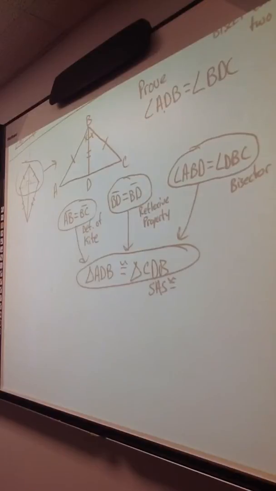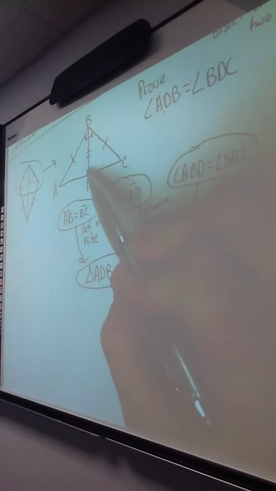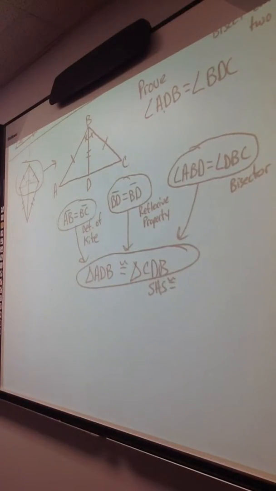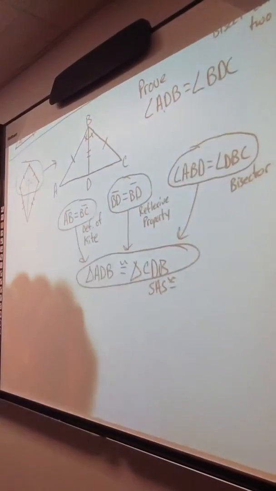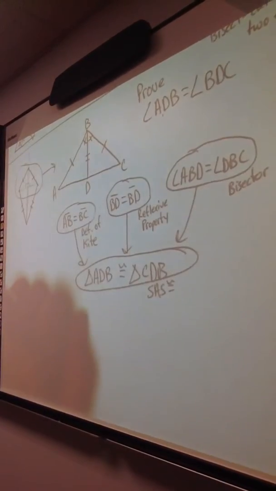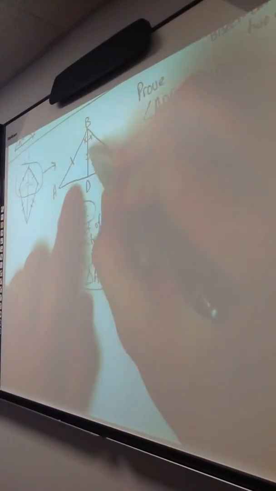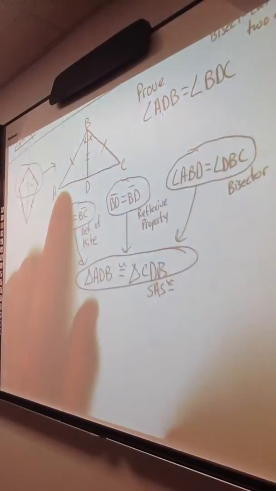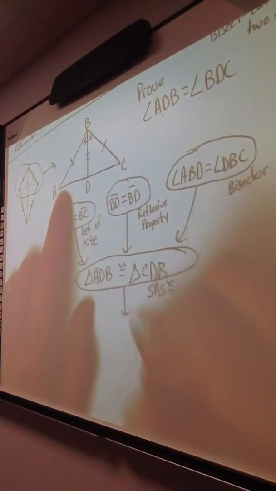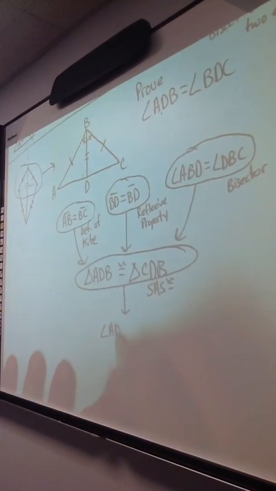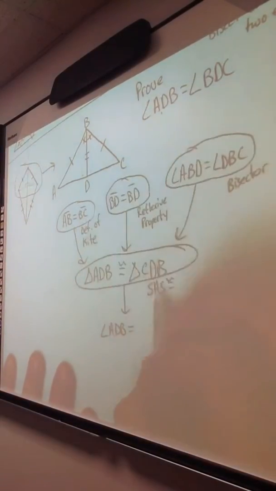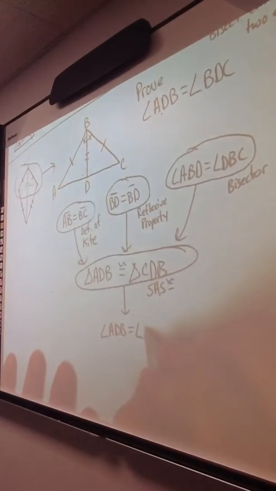Are we done? What were we trying to prove at the beginning? That these angles were equal. Do we have enough information to know that they're equal now? Yes. Because if two triangles are congruent, doesn't that mean that all the sides and all the angles are the same? Isn't that what congruent means? So I know these two triangles are congruent, right? So doesn't that mean those angles have to be the same? So now we can draw another one down off this and say, angle ADB must be equal to angle BDC.